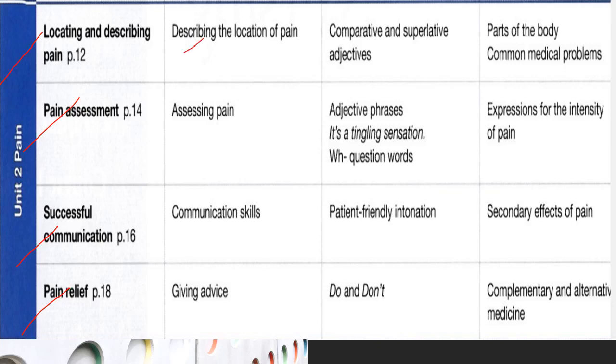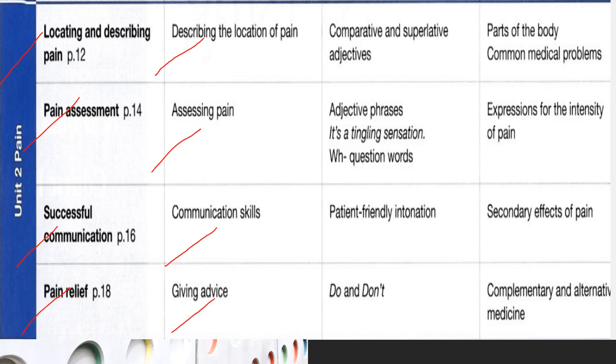So first of all, we are going to describe the location of pain. We are going to learn how to describe the location of pain. Number 2, assessing pain. Number 3, some communication skills about how to deal in a friendly way with your patient. And the last one, how to give advice to your patient.